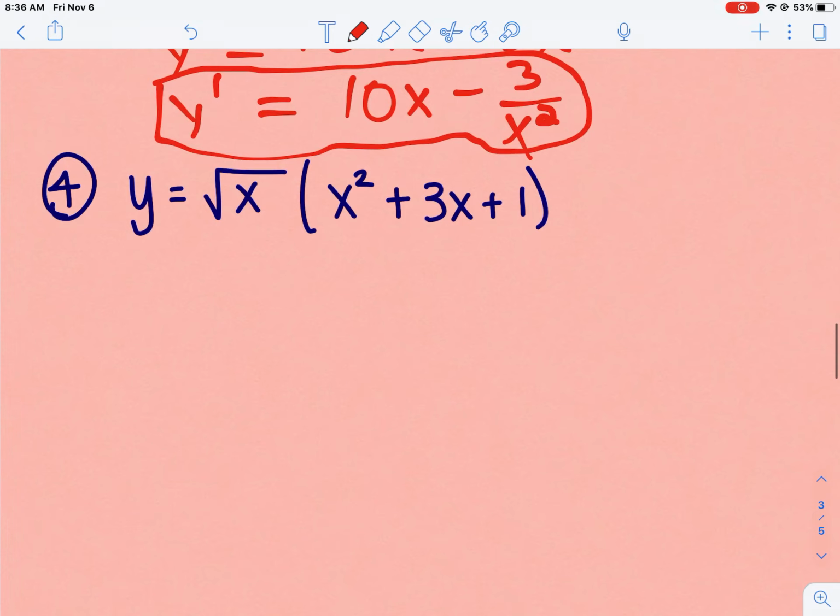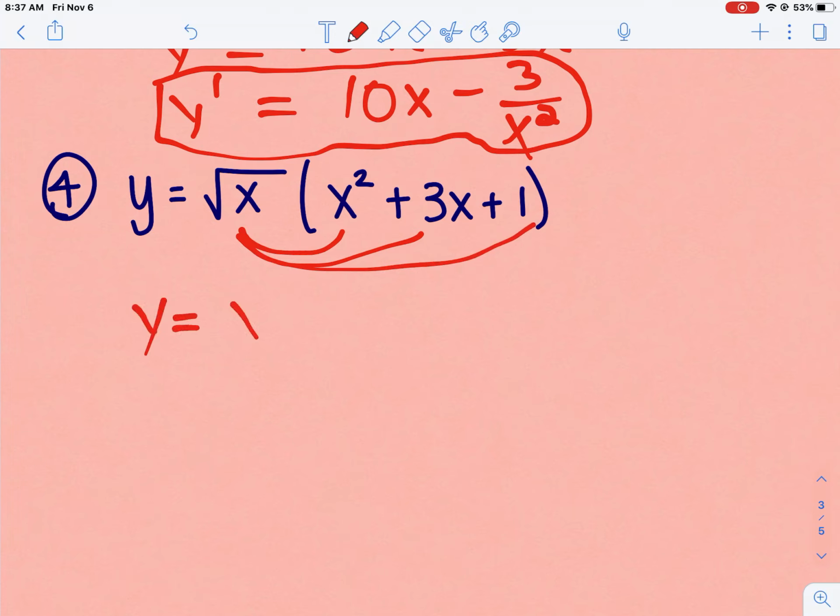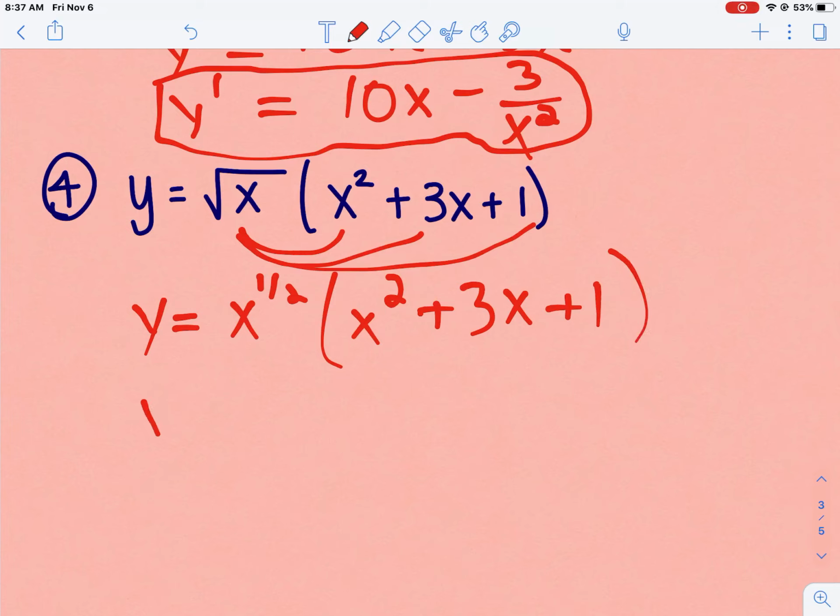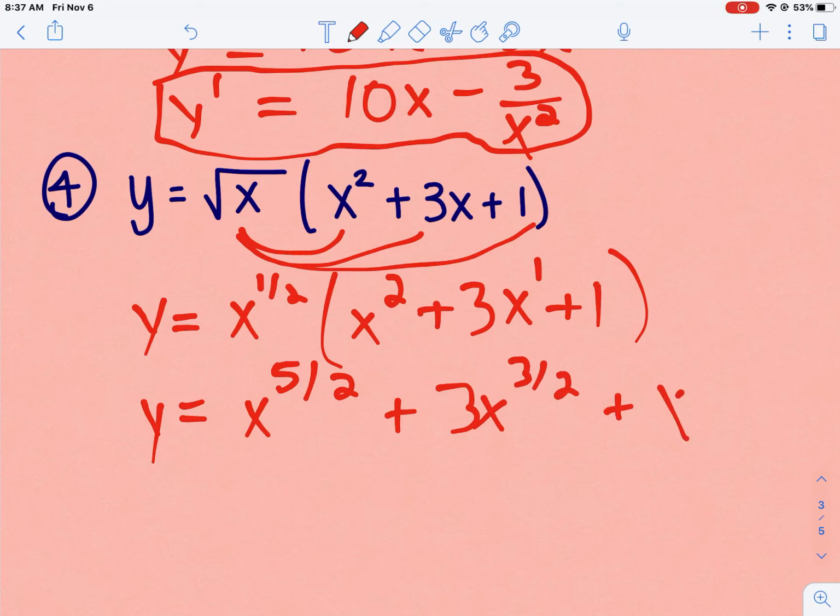All right, next one, number 4. So again, we have a distribution. Now again, square root of x is known as x to the 1/2. So maybe you want to write that out first. And again, when you multiply same bases, we add the exponents. So we're going to get x to the 5/2 plus, again, 3x to the 3/2 plus x to the 1/2.